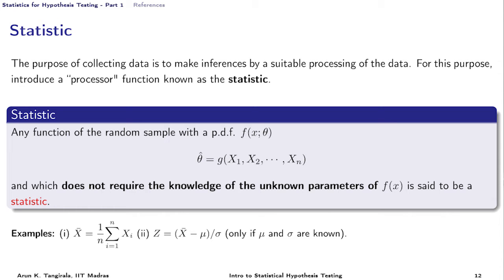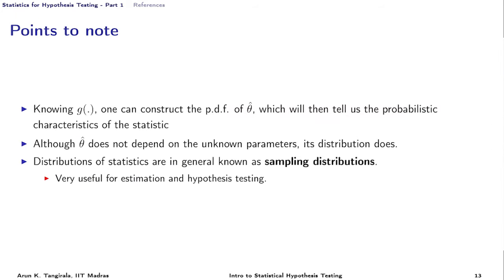Fortunately, in this course we are going to work with statistics for which the PDF of theta hat is already known in theory. I do not have to really turn to simulations for any help. That is the good news. And also, again the technical term, as I said earlier on the board, these distributions of statistics are known as sampling distributions, which are very useful in estimation and hypothesis testing.